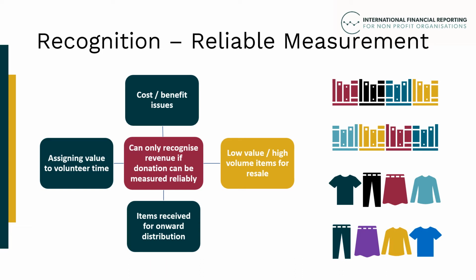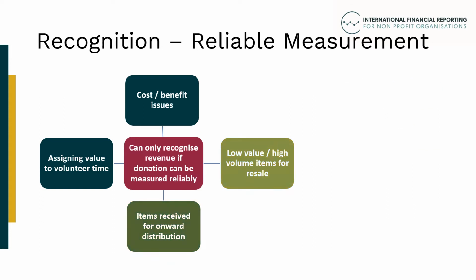NPOs may not have the systems required to record the individual items or even to keep track of the number of items of each type that have been donated. Without this information, establishing a value for the donated items will be difficult.